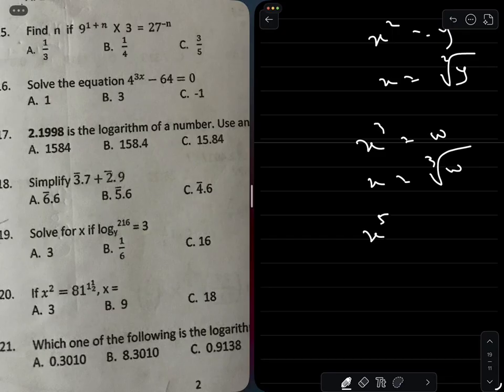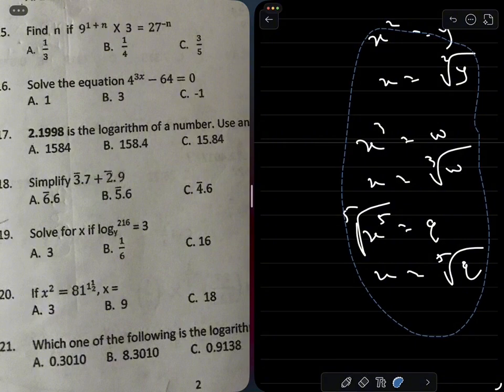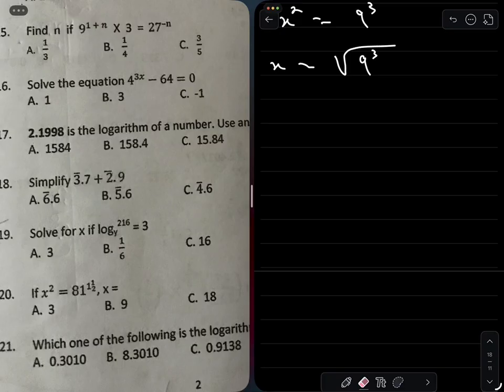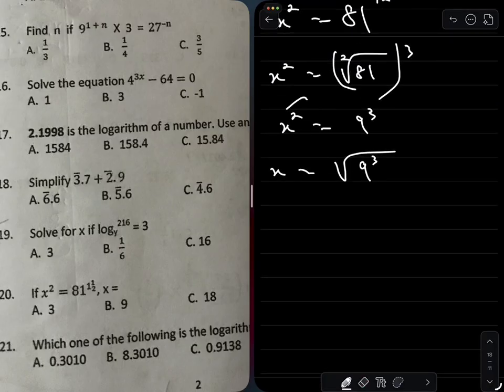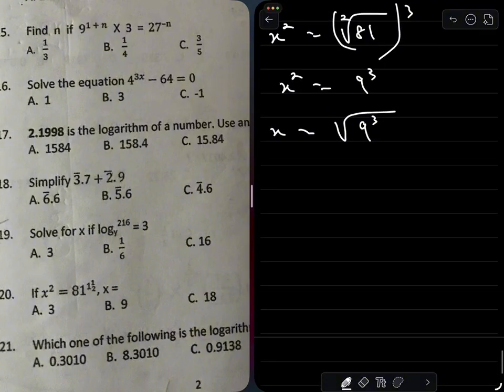If x raised to power 5 is equal to q, what is x? X equals the fifth root of q. That means you are finding the fifth root of both sides. So this will be the square root of 9 raised to power 3. That's finding the square root of both sides. Square root of x squared is x. So I can write it this way: square root of 9 raised to power 3.